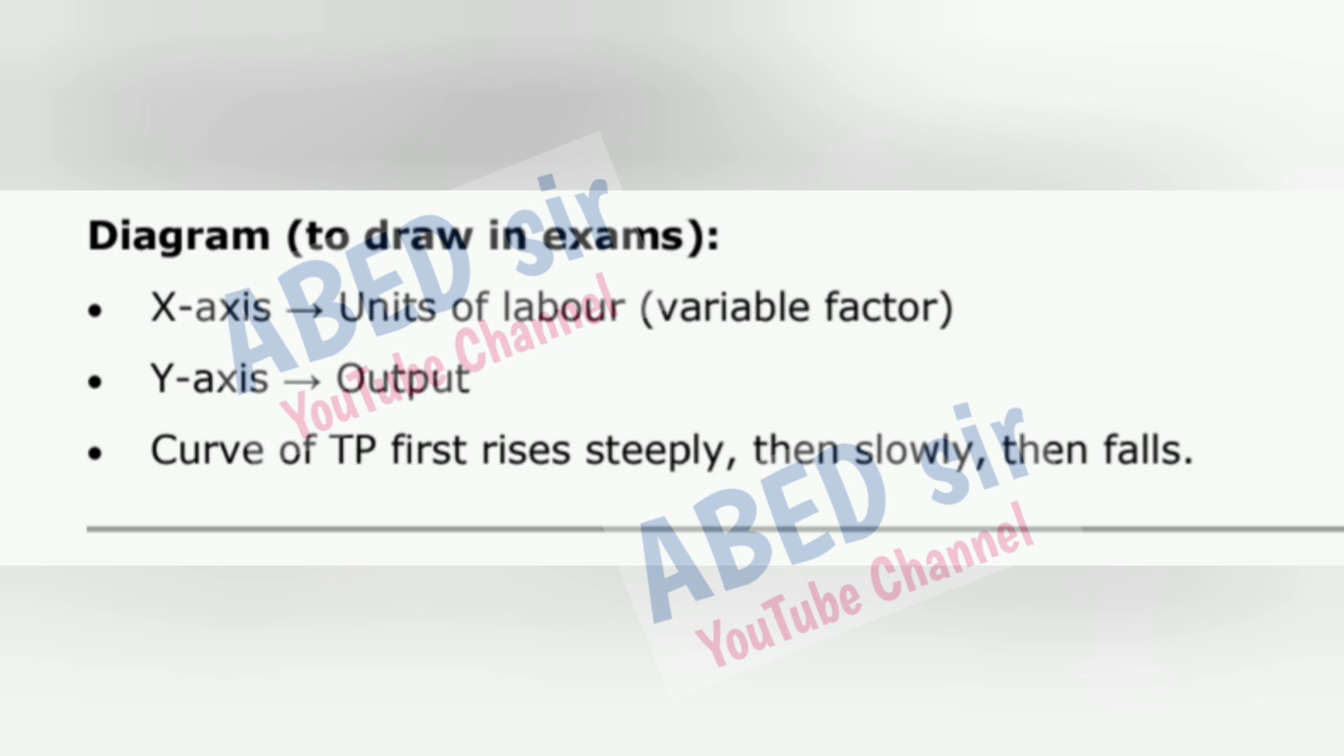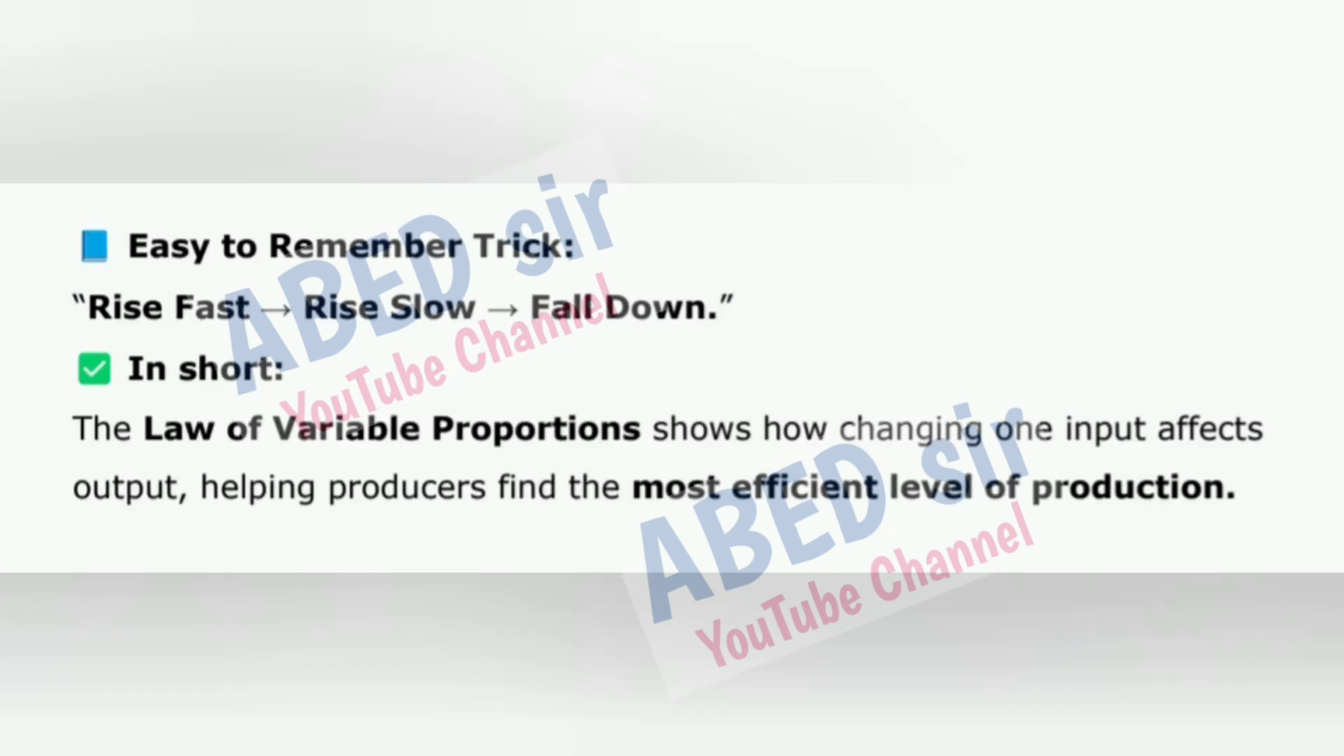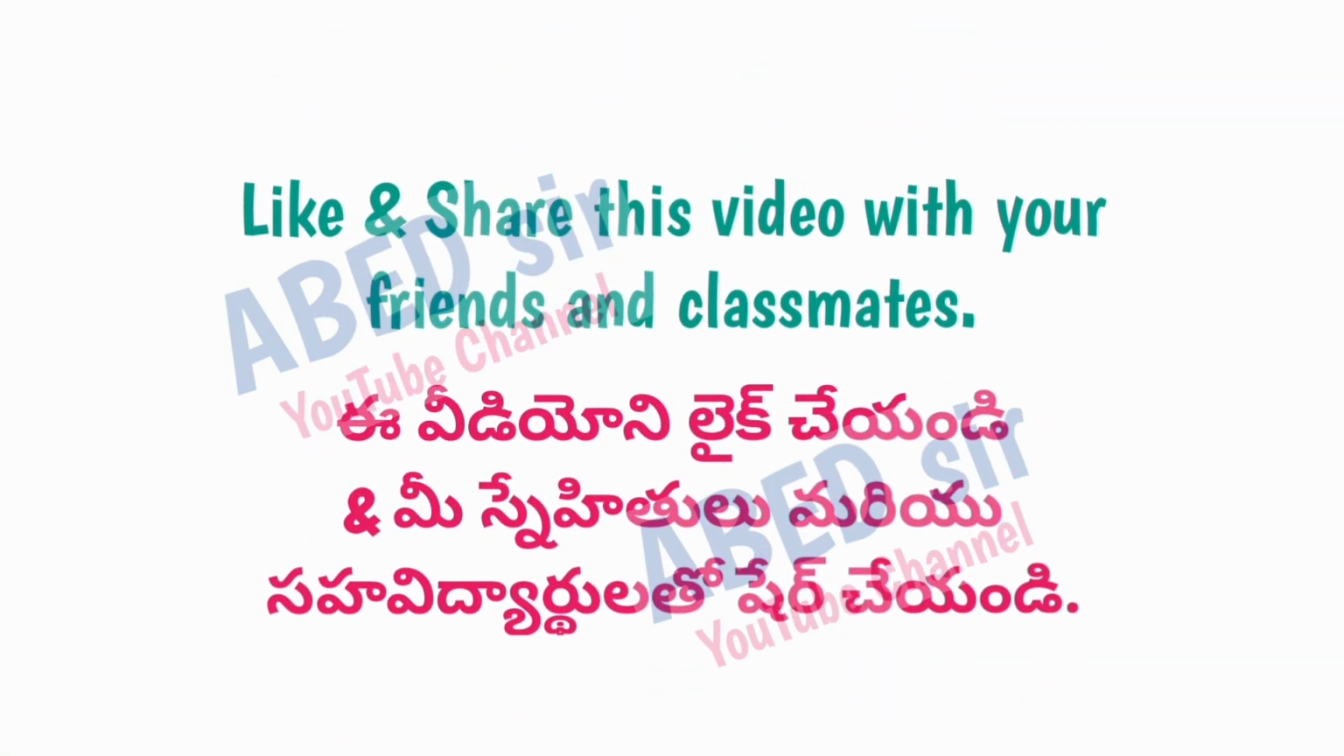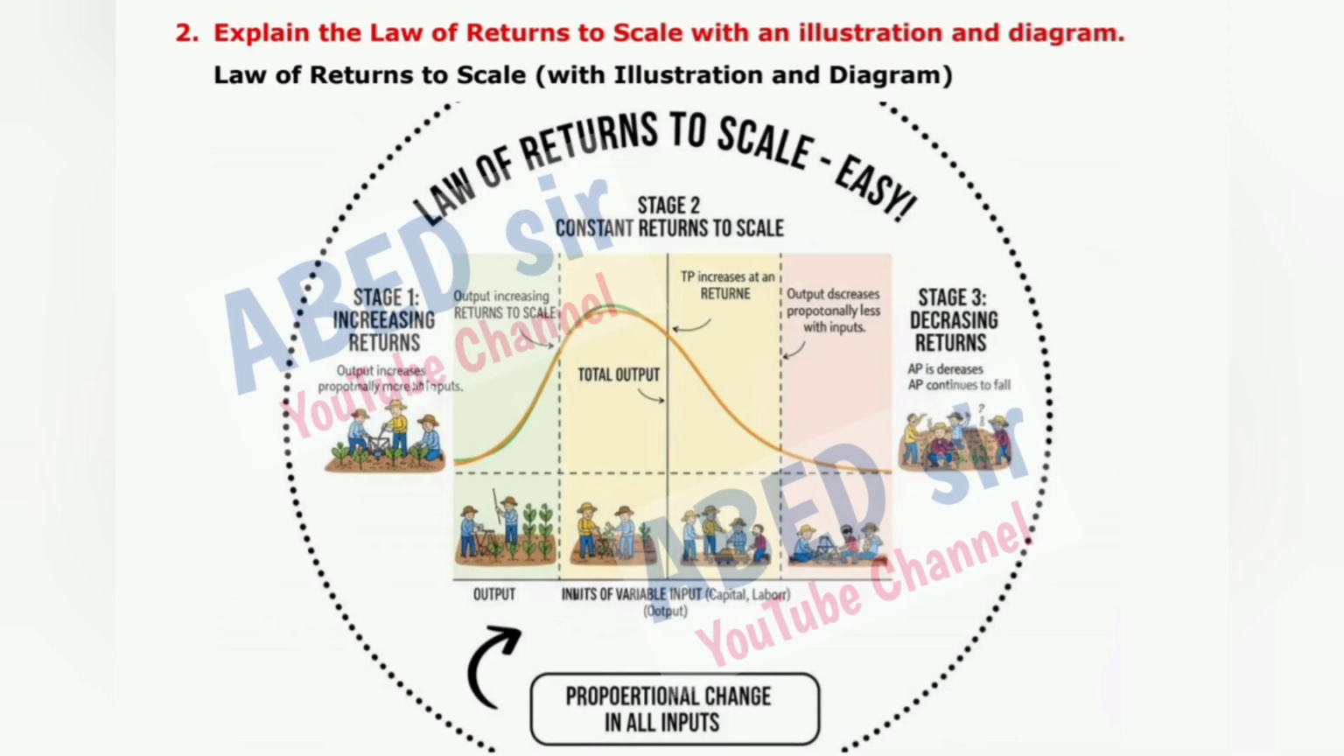Diagram to draw in exams. X-axis: units of labor, variable factor. Y-axis: output. Curve of TP first rises steeply, then slowly, then falls. Easy to remember trick: rise fast, rise slow, fall down. In short, the law of variable proportions shows how changing one input affects output, helping producers find the most efficient level of production.